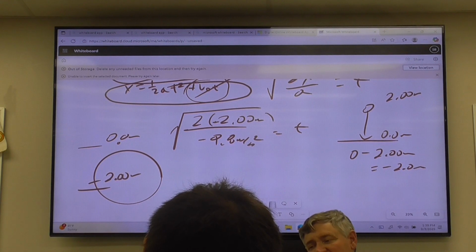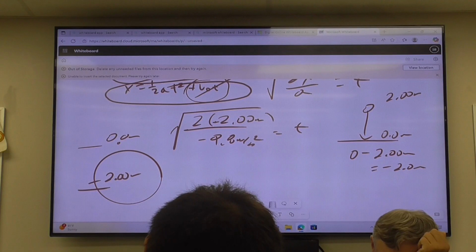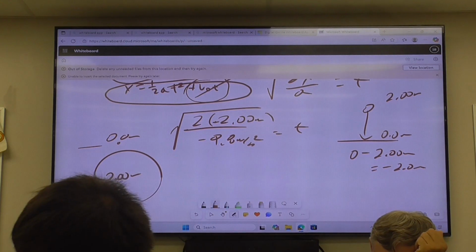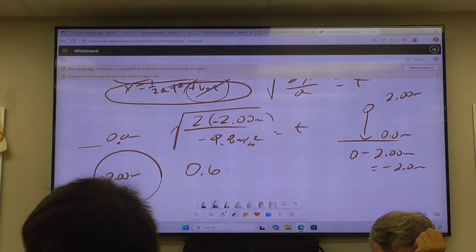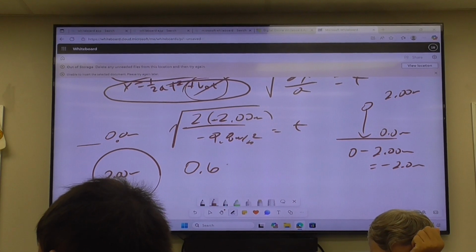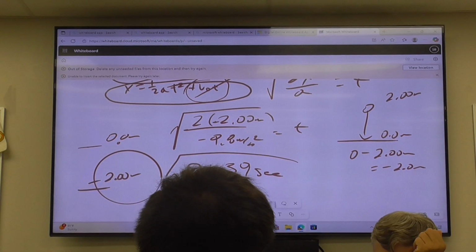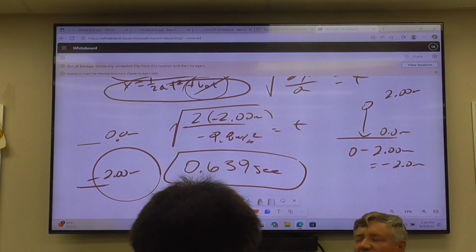So somebody give me this number. 0.645. Well, no, 0.64. How about three significant digits? 0.64 is two significant digits. 0.639 seconds.